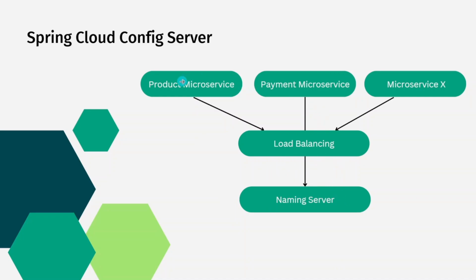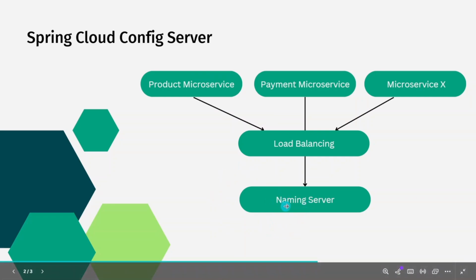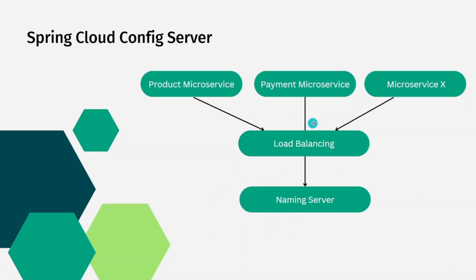So suppose this product microservice wants to talk to the payment microservice. First it will go to the naming server and ask for the address of an active instance of the payment microservice. This is how the product microservice talks to the payment microservice. Also, we are using the OpenFeign framework, so it will do the load balancing also. It will distribute the load among the active instances of microservices. So now I'm using the naming server Eureka.